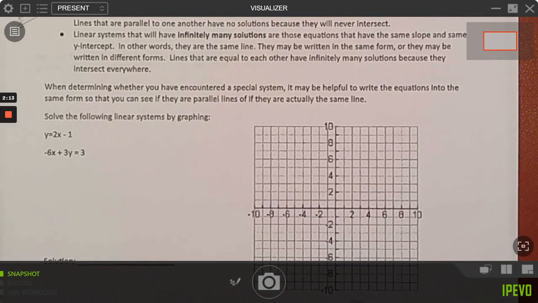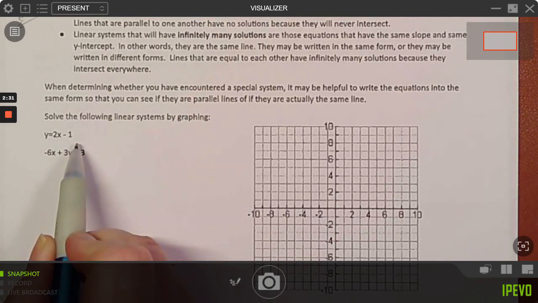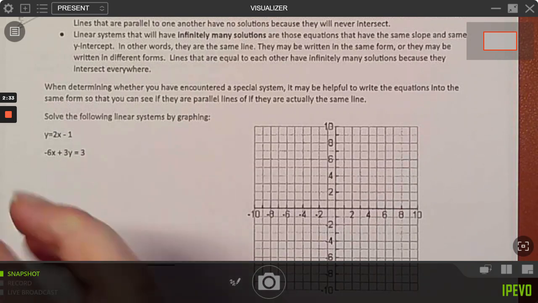So the reason we want to put it in slope-intercept form is because then we can see the slope. Okay, if they have the same slope and a different y-intercept, then they will be parallel lines. If they have the same slope and the same y-intercept, then they're actually the same line. So for instance, maybe they were both y equals 2x minus 1. Okay, so let's go ahead and do that.